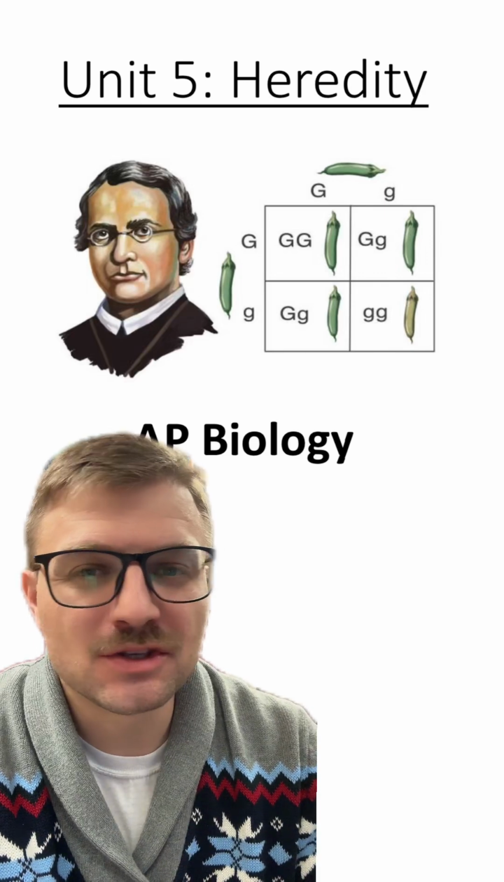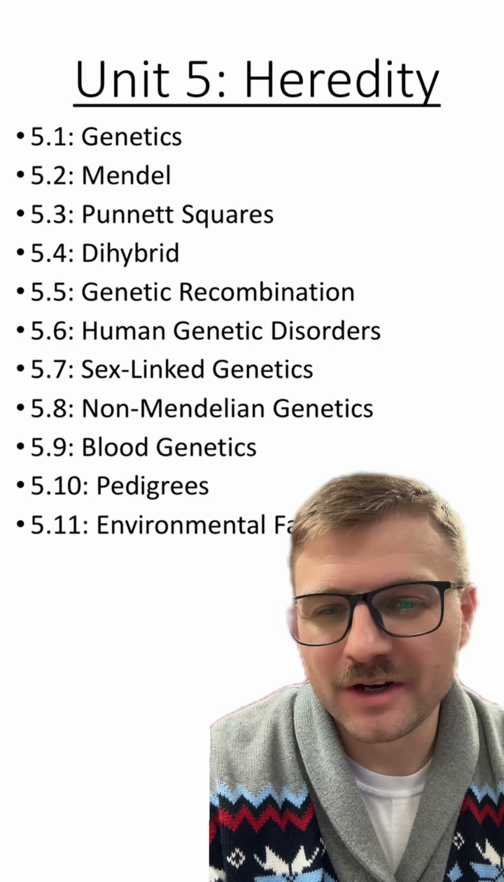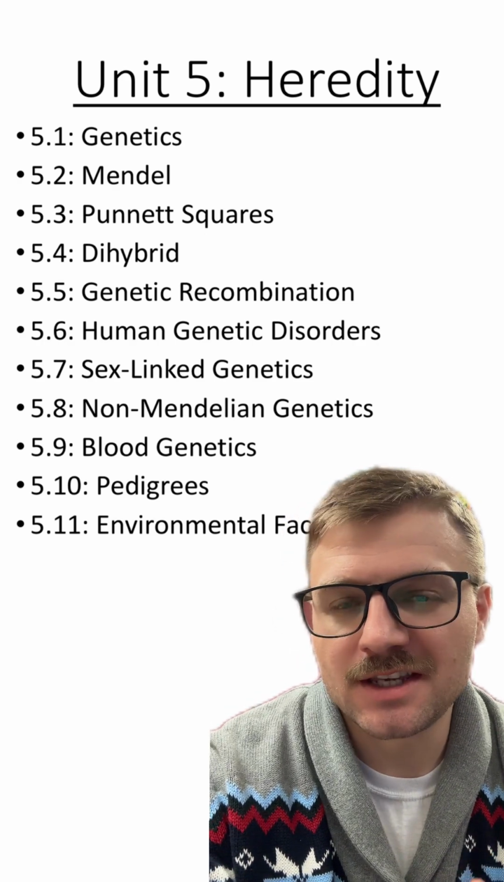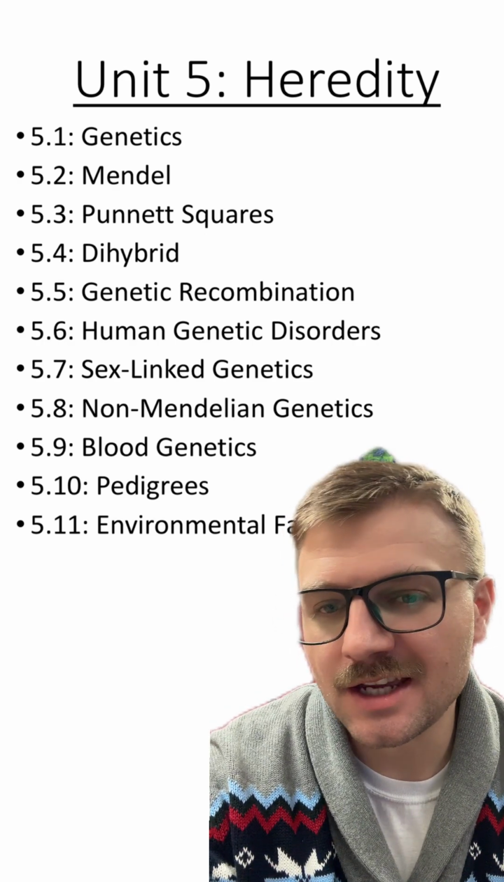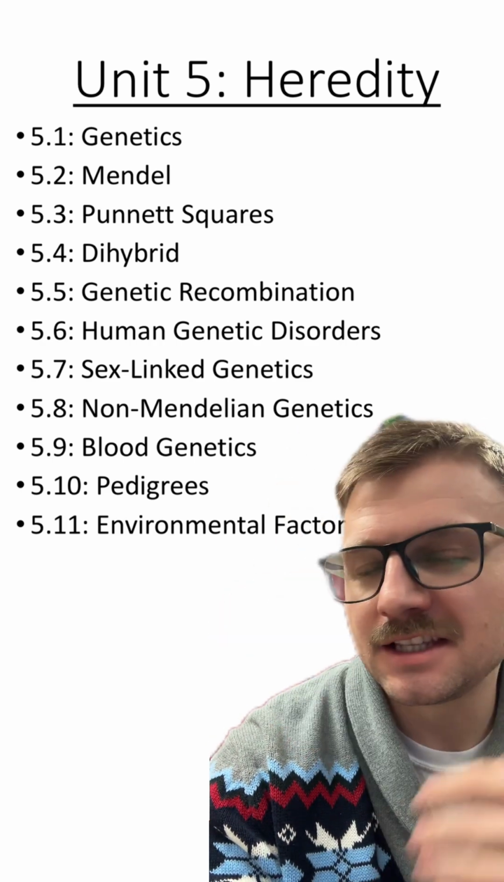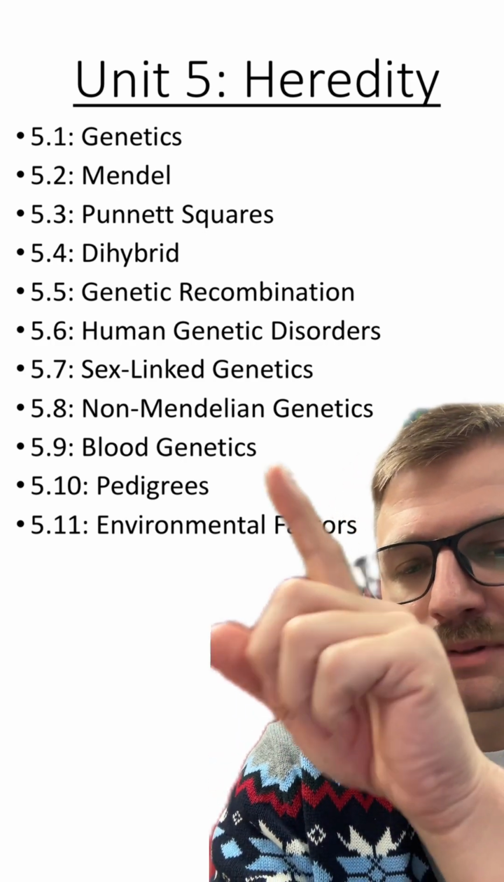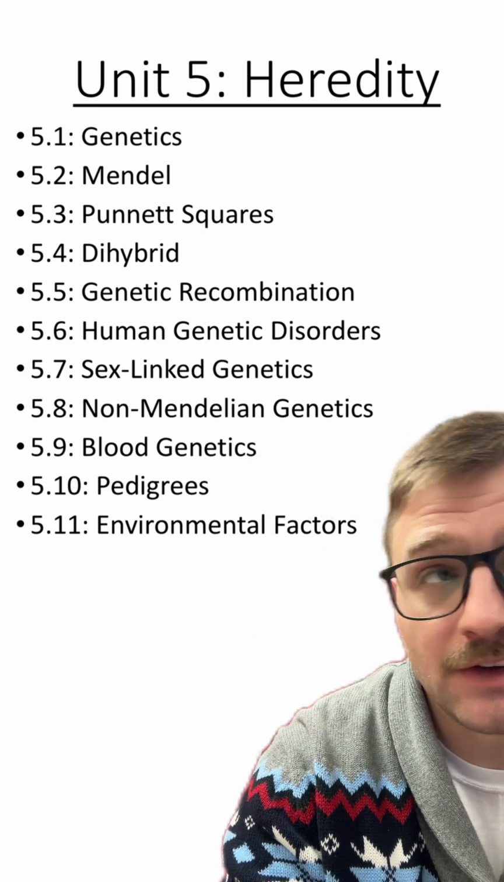Hello AP Biology students, we're going to go over the 7th section in Unit 5. And just a little bit of a warning, I did separate some sections here now that I'm re-going through this content. What I did was I moved sex-linked genetics before non-Mendelian genetics, even though it's a part of non-Mendelian genetics. I also separated blood genetics from non-Mendelian genetics, even though it's a part of it.